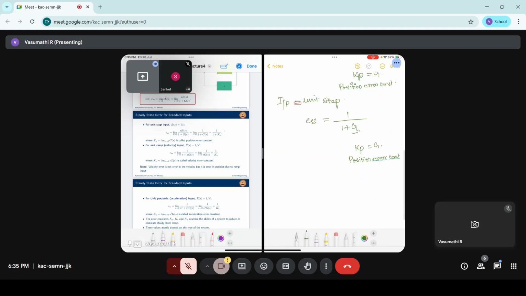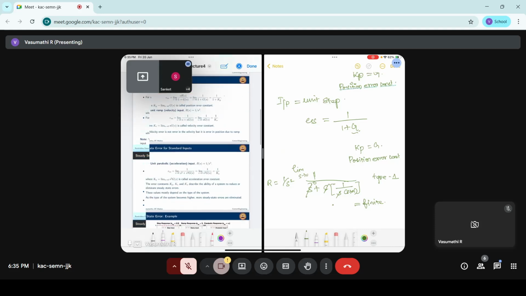Right. For the same system, I'm considering the input as R equal to 1 by S square. This will be S plus S into, there will be one another term S. This is a type 1 system, right? S into S plus A or something, I have considered a type 1 system. Now how will it be? Limit S tends to 0. So this S and this S will get cancelled and this will go to 0. Then again I will get a finite output.